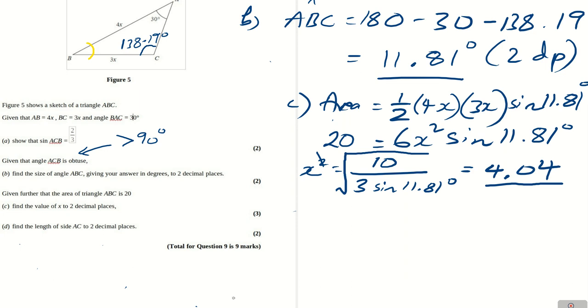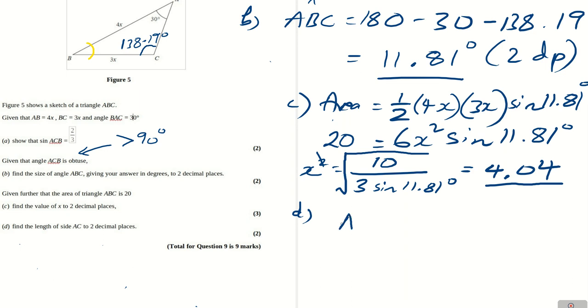Right, so part D. Find the length of side AC. Right. Well, various ways you can do this. We can either use the sine rule again, or, I mean, we could use the cosine rule as well. They should both give us the same answer. I think it might be a little bit easier to use the sine rule.